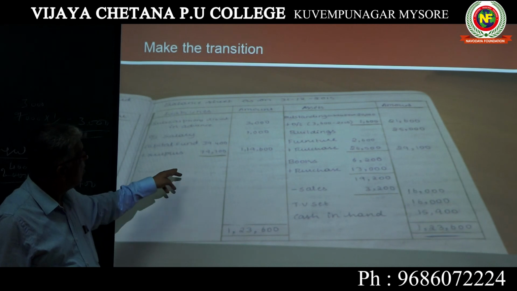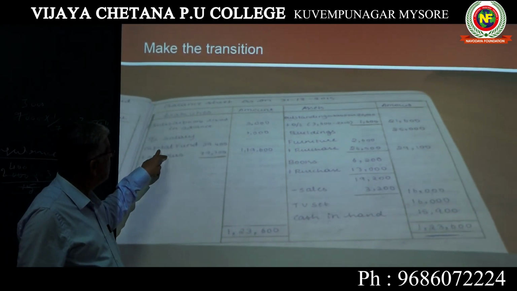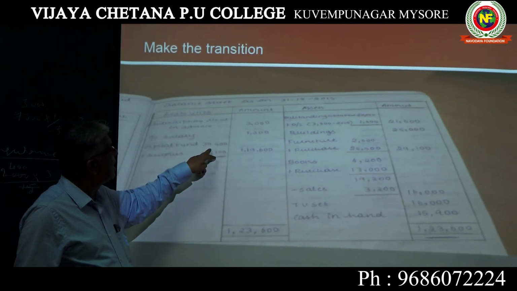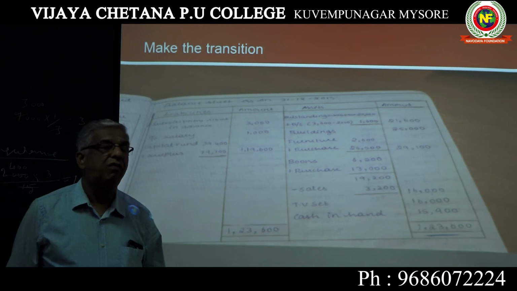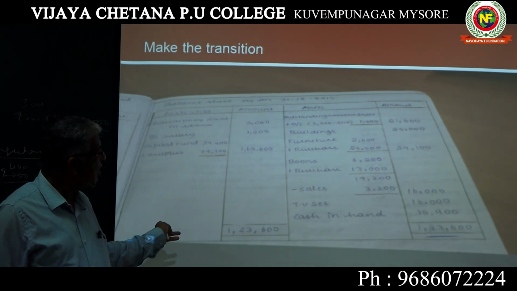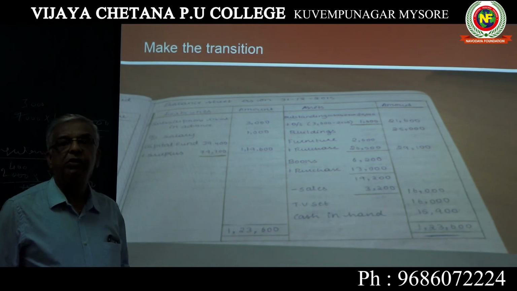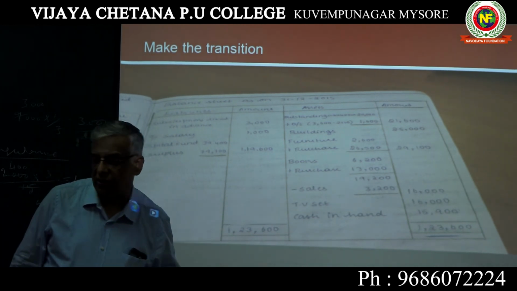So once again, this is not 39,400. You get it rectified, 39,900, students. I hope all of you have followed these two problems that I worked out today. Thank you to all students.